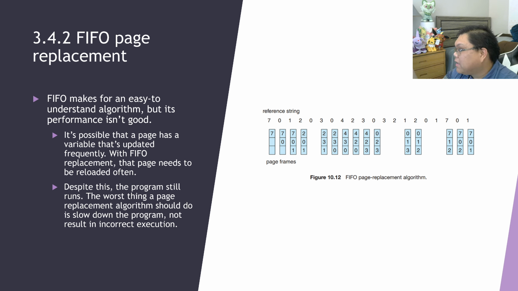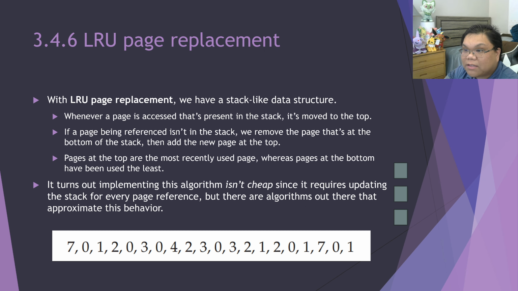So you may be replacing the same page often. That reduces performance. Let's look at least recently used page replacement. For this one, we have a data structure that operates like a stack. Whenever a page is accessed that is present in this stack, we move it to the top. If a page being referenced isn't in the stack, we remove the page at the bottom of the stack, and then we push the new page to the top.